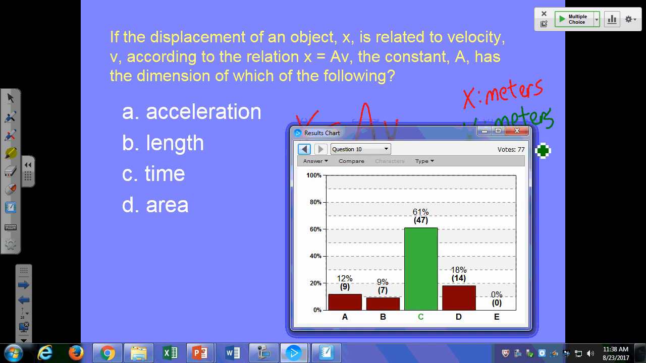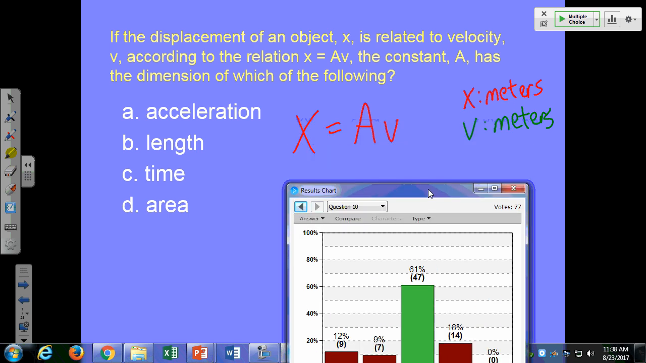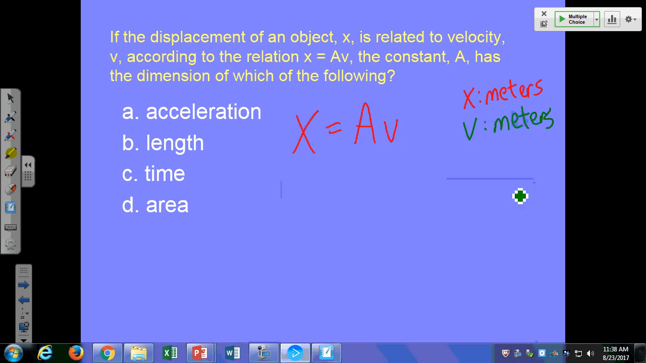Okay, C is right, because I have meters here, I have meters per second here, and so I want to know what units must a be in order to make these two sides the same. A has to be seconds, so that when you cancel them out, you get meters on both sides. Okay? You'll see similar questions in the old exams and in the homework questions, which are at the back of your chapter.